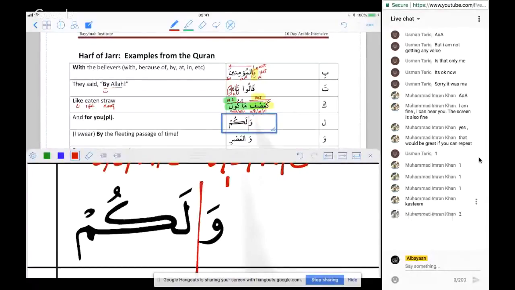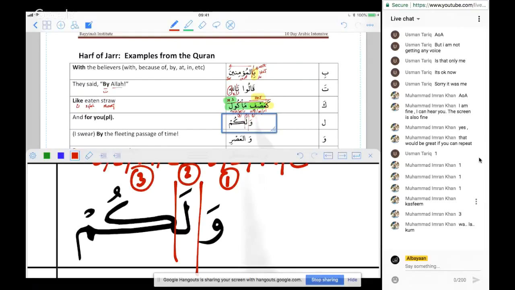Is the first one, la is the second one, and kum is the third one. Yes, we all agree with that. Okay. Now, I see a va here, which is also one of the harf of jar. And I see a lam here, which is also one of the harf of jar. Right? How do I know this va is not a harf of jar, or if it is? I've been just taught that va is also a harf of jar.